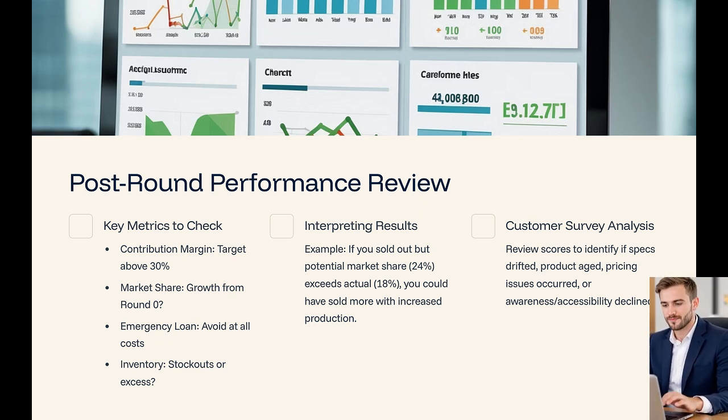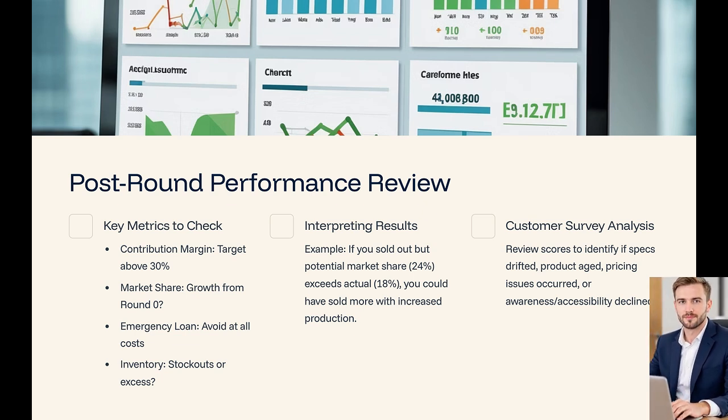Pro tip: review the customer survey score and customer buying criteria. If your score dropped, find out if your specs drifted from the ideal position, your product aged too far, you priced too high or too low, or awareness/accessibility declined due to low promo/sales budget. Use this feedback loop to refine your decisions each round.